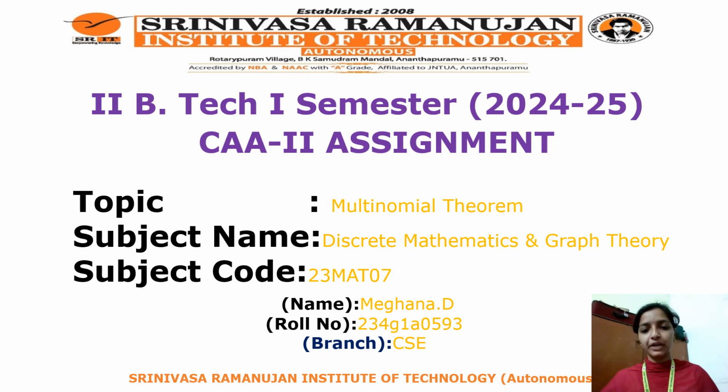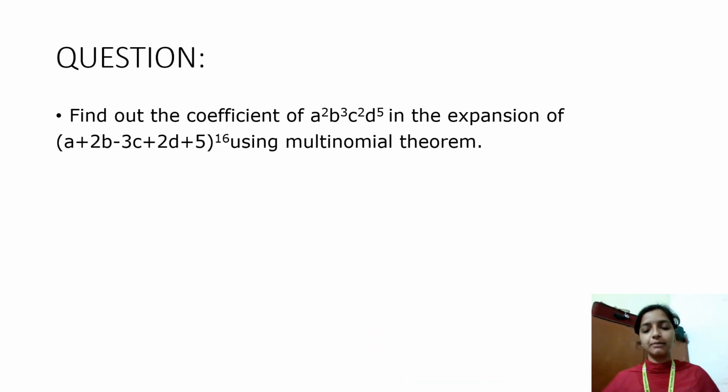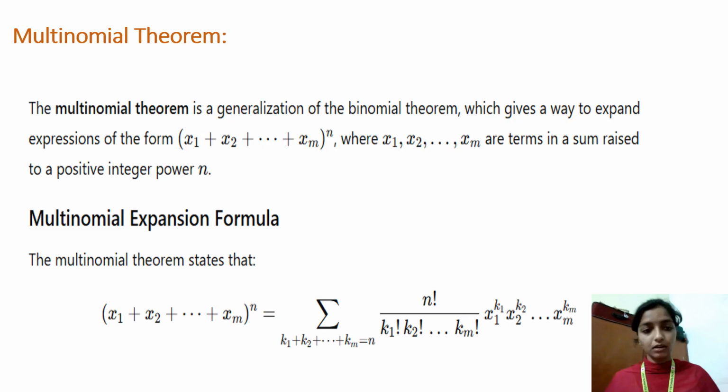234G1A0593. And today my topic is the multinomial theorem. In the multinomial theorem, one problem: find the coefficient of a square b cube c square d power 5 in the expansion of (a + 2b - 3c + 2d + 5) whole power 16 using the multinomial theorem. Before going to this problem's solution, we will learn what the multinomial theorem is and do one example.